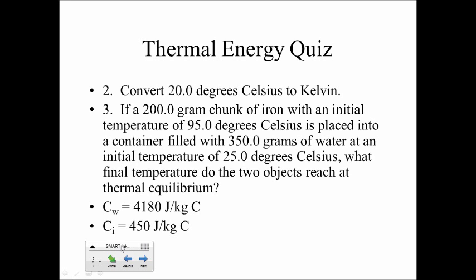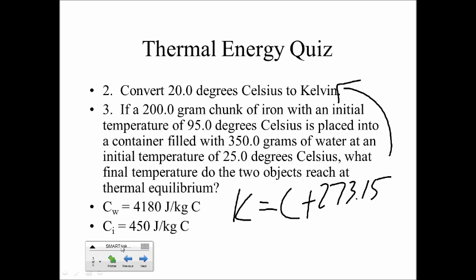You guys know that to go from Celsius to Kelvin, you have to add 273.15. So our Kelvin temperature is equal to our Celsius temperature plus 273.15. So 293.15 is all we got to do. Now, when we come back from lunch, we'll do a Fahrenheit to Celsius or Fahrenheit to Kelvin kind of thing too.